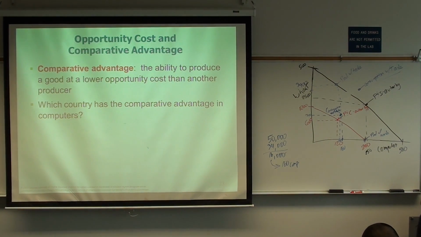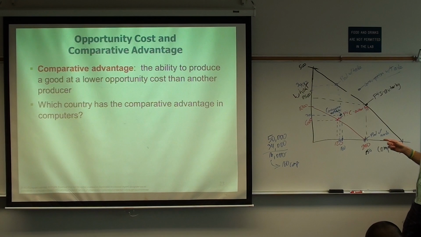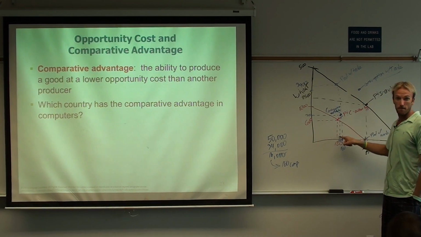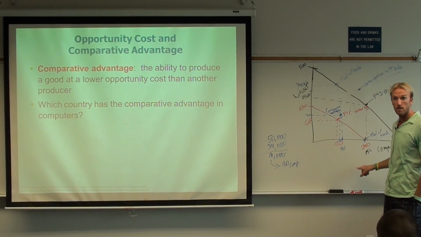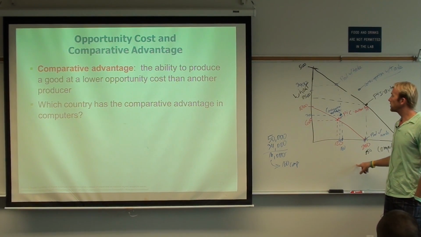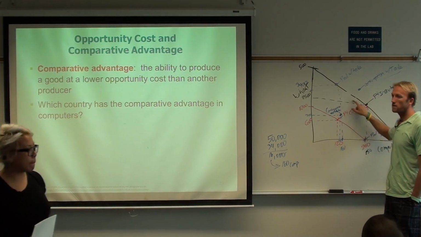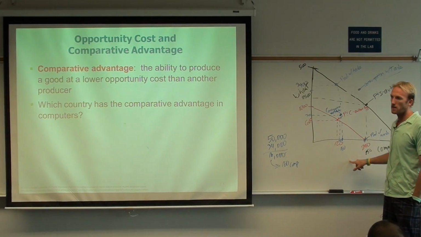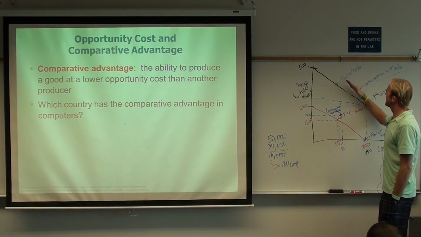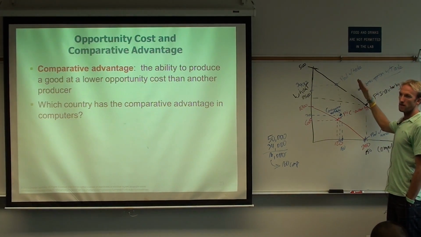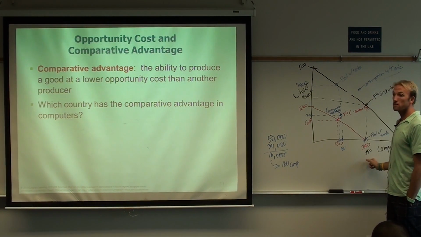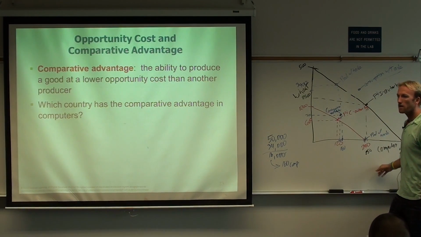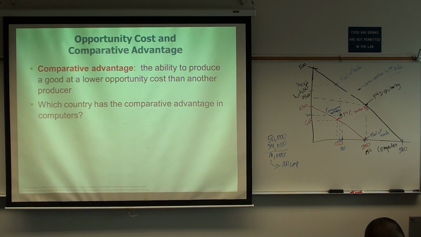I'll give you a second to write that down because I want to tell you a handy thing. The slope of the PPF tells you the opportunity cost of the thing on the x-axis. Okay? So if I have a really steep PPF, right? It's a large number. The opportunity cost of computers is high. If I have a really flat PPF, the opportunity cost of computers is low.